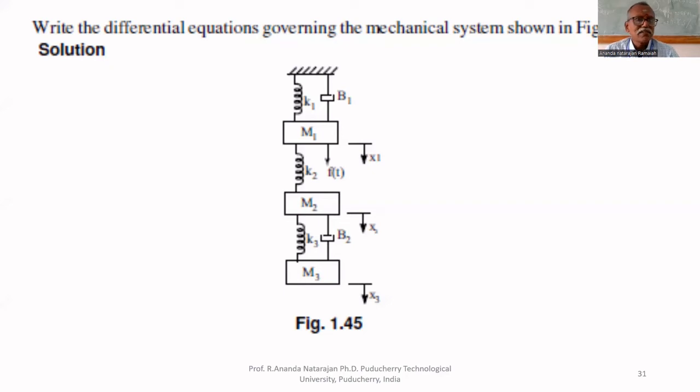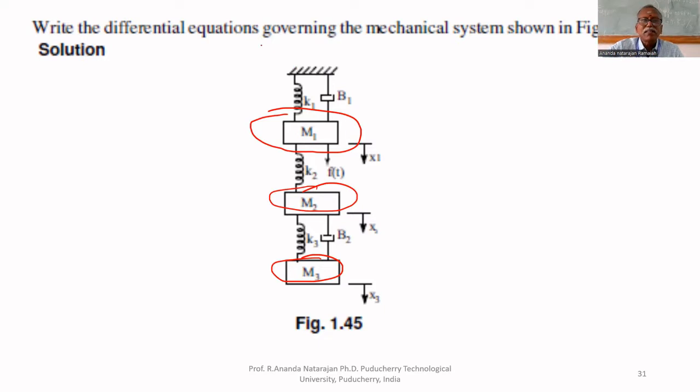Write the differential equations governing the mechanical system shown in the figure. There are three masses, M1, M2 and M3. They are connected through the springs K1, K2, K3 as well as B1 and B2. The force is applied at M1.